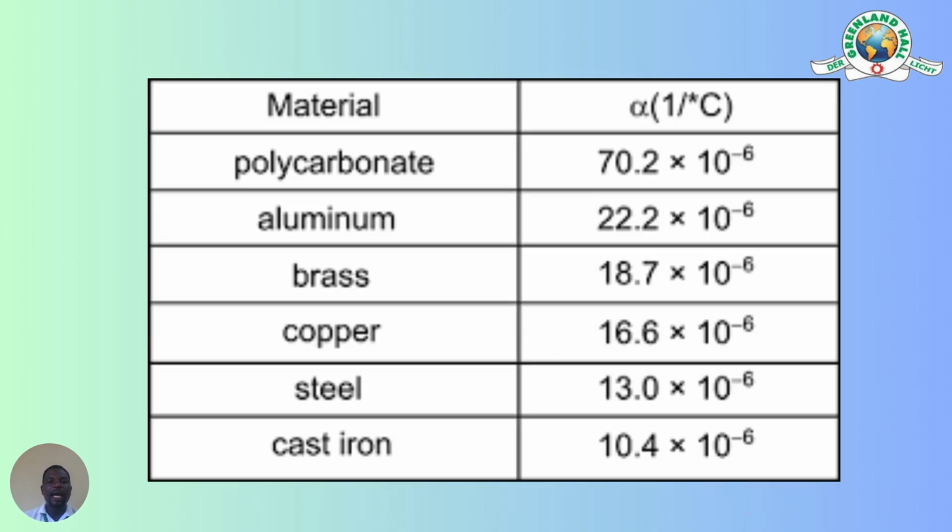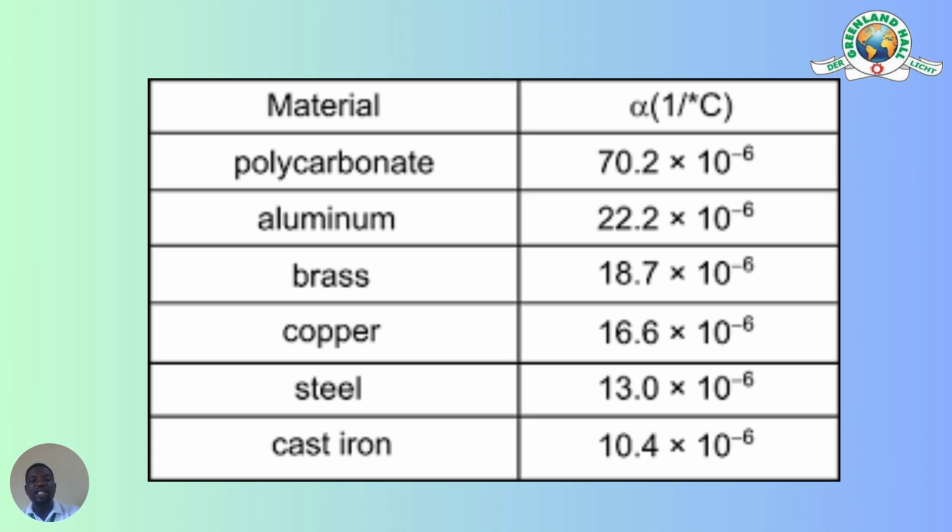Now, these are different materials with different linear expansivity. For polycarbonate, it is 70.2 times 10 to the power minus 6 per degree Celsius. That is the unit. Then for aluminium, it is 22.2 times 10 to the power minus 6. For brass, it is 18.7. For copper, 16.6. Steel is 13.0. And cast iron is 10.4. That is what we have where we have different materials.